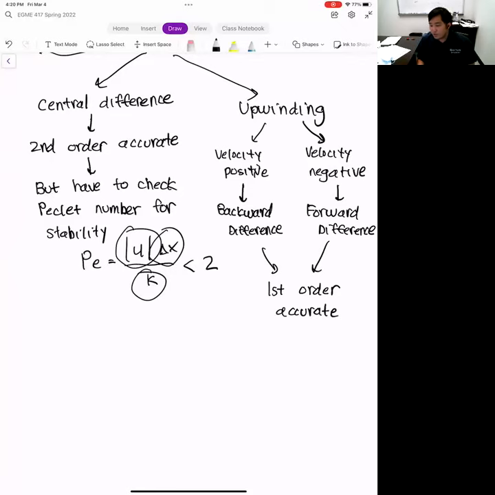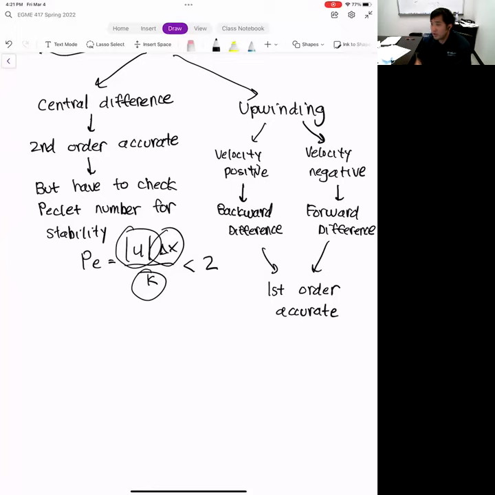All right. And so if the problem gives you a velocity that's very, very high, so you have a very high convection velocity, unless your grid is really, really fine, then you're probably not going to have a stable solution. And so in those cases, you're going to have to rely on upwinding to get you to a stable solution. Okay. But with the downside being that it's only first order accurate.